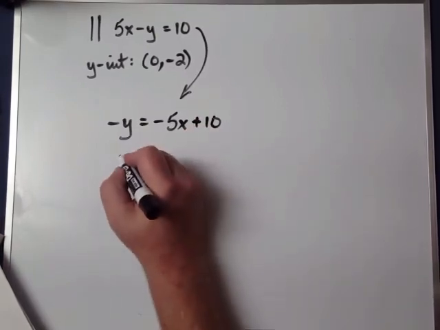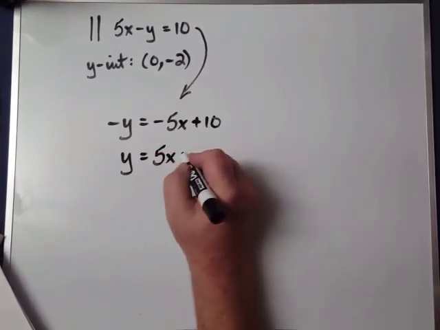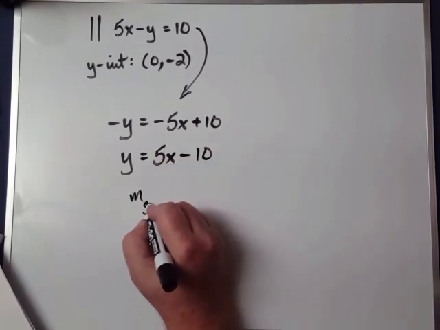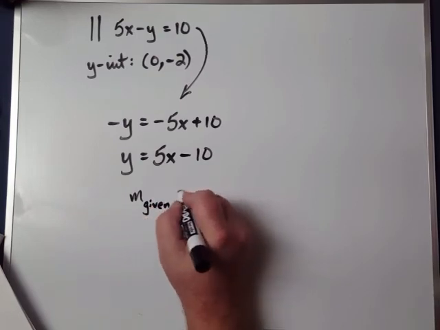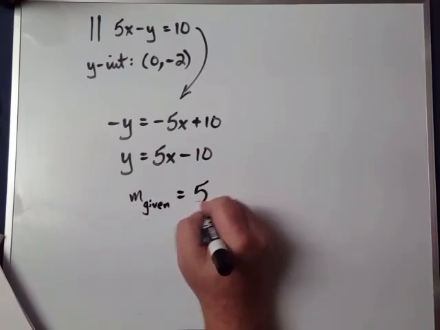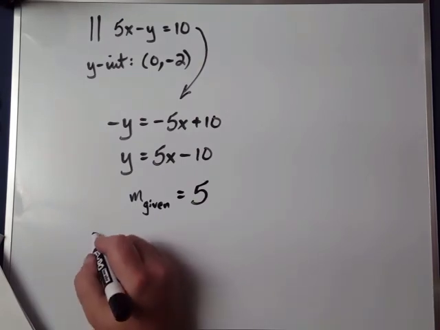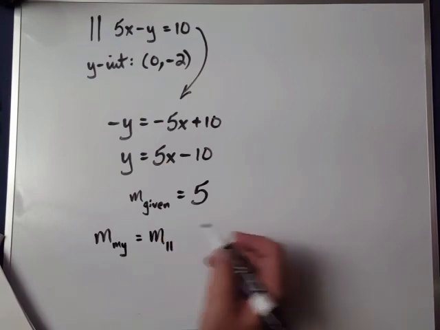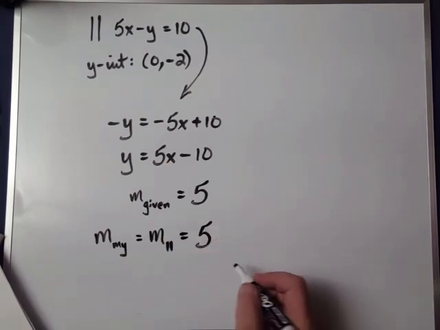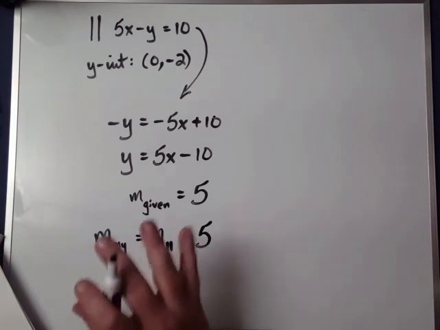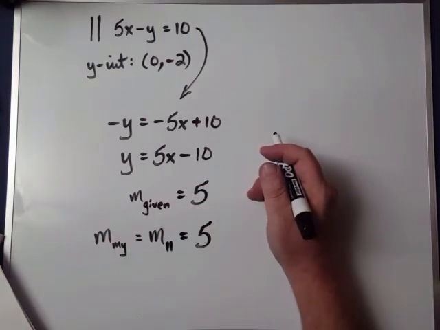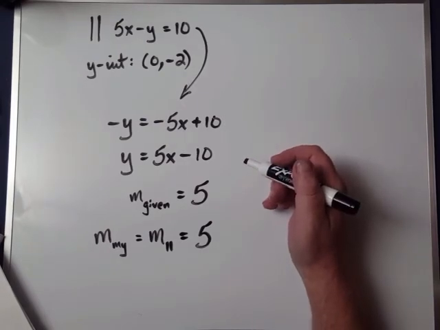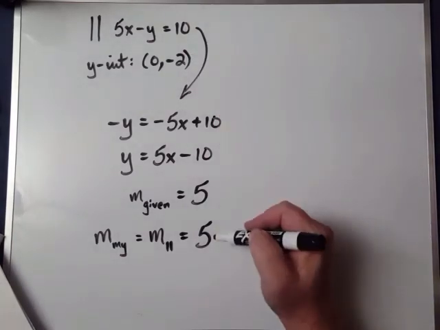And then to get y by itself, take the opposite of both sides. So the slope of the given line is 5. Well, then the slope of my line, which is parallel to the given line, will also be 5. And now this one is very slick. We're pretty much there. I'm not going to plug into point-slope form this time, although I could, it would work. I have a point, I have a slope.